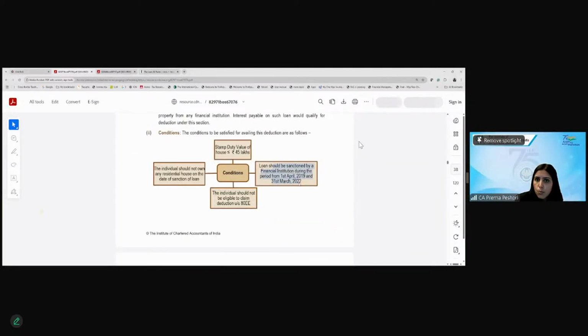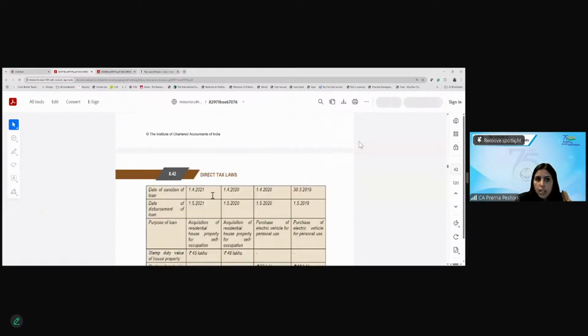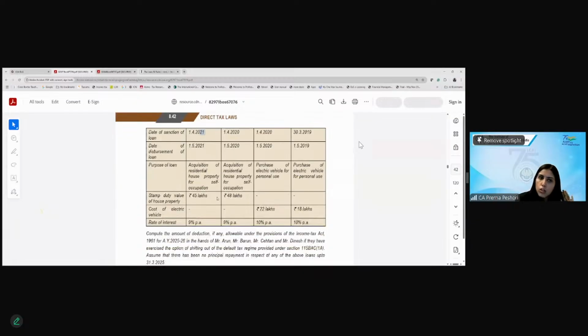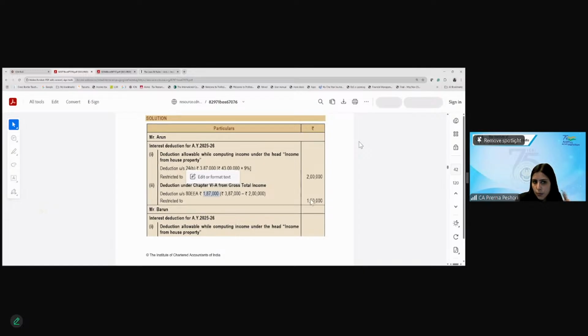Second is the loan should be between 19 to 22. It is sanctioned between 19 to 22, isn't it? So if you see the date of sanction is 21. So I will also get the deduction under 80EE, which is over and above 2 lakh that I have claimed. So 387 is the total loan, out of which 2 lakh I have claimed. So 150 I will claim under this particular 80EE. 187 is there, but restriction is 150.